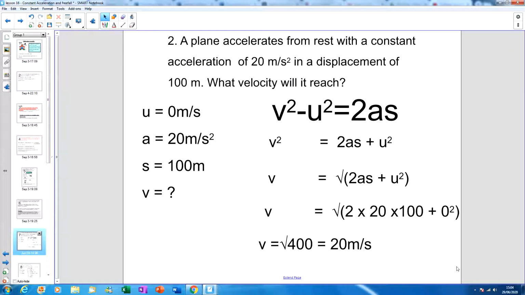So then I put my numbers in, and it gets really easy actually, because u is 0, so u squared will be 0. So actually I've got the square root of 2 times 20 times 100, which is the square root of 4000, which gives me 20 meters per second.